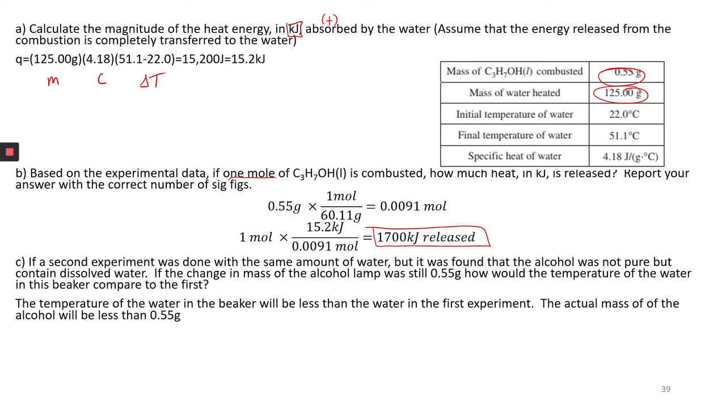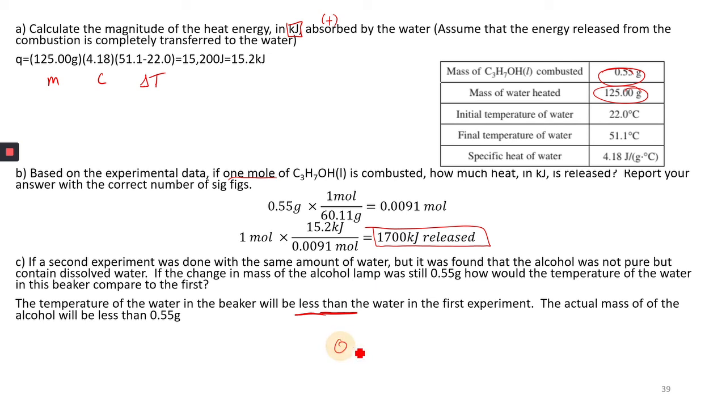Okay, now in C, it says if a second experiment was done with the same amount of water, but it was found the alcohol was not pure, but contained some dissolved water. If the change in the mass of the lamp was still 0.55 grams, how would the temperature of the water in the beaker compare to the first? Well, the temperature would actually be lower. It would be less.